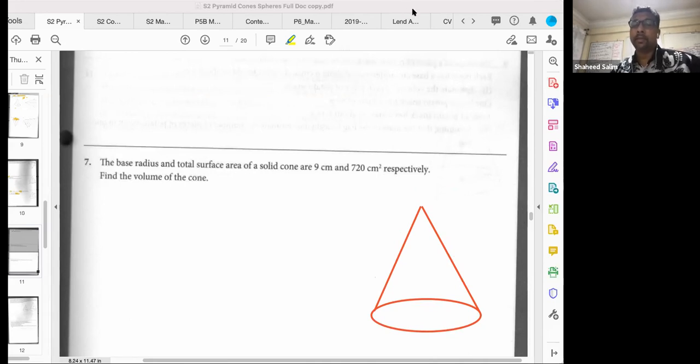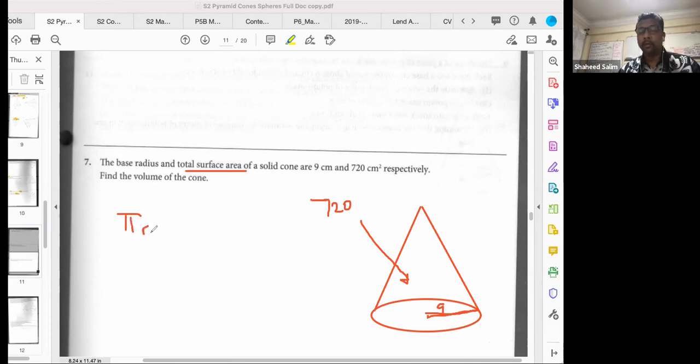So 9 cm is what? 9 cm is the radius. Correct? So the radius is here, radius down here, 9 cm. Then 720 is the curved surface area. This curved surface area is 720. So how? Write down the formula for curved surface area: pi times r times L, equal to 720.